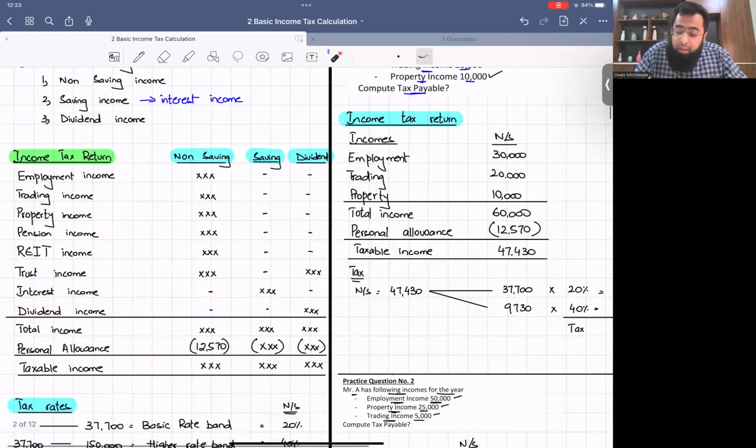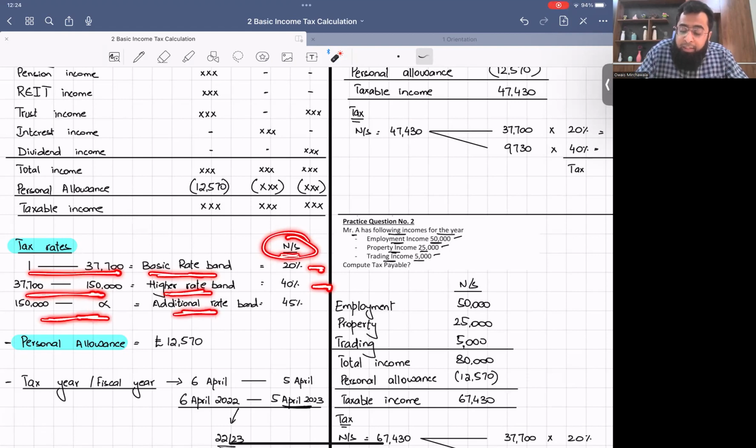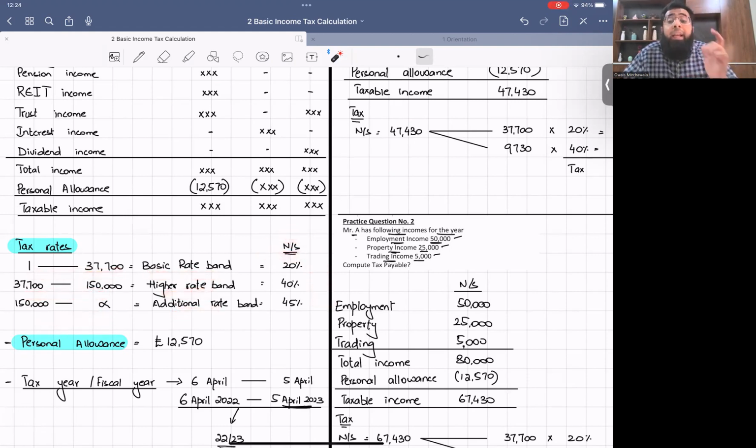We discussed the concepts of non-saving income tax rates. Basic rate band, which is still 37,700, the tax rate is 20%. Higher rate band, which is from 37,700 to 150,000, the tax rate is 40%. And above 150,000, it's additional rate band, the tax rate is 45%.